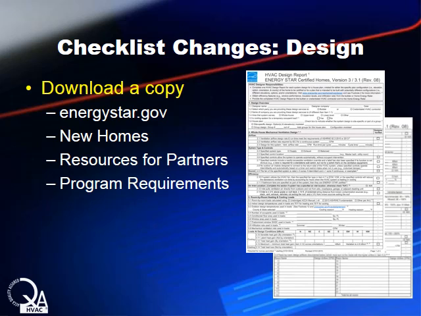So let's take a look at this new design checklist. The changes have been made. You can download a copy at energystar.gov. Up the top banner, click on the new homes. As soon as that pops up, you'll see partner resources sort of in the lower left-hand corner of that box. And when you follow that, you can click on program requirements, and you'll see all the checklists displayed there.